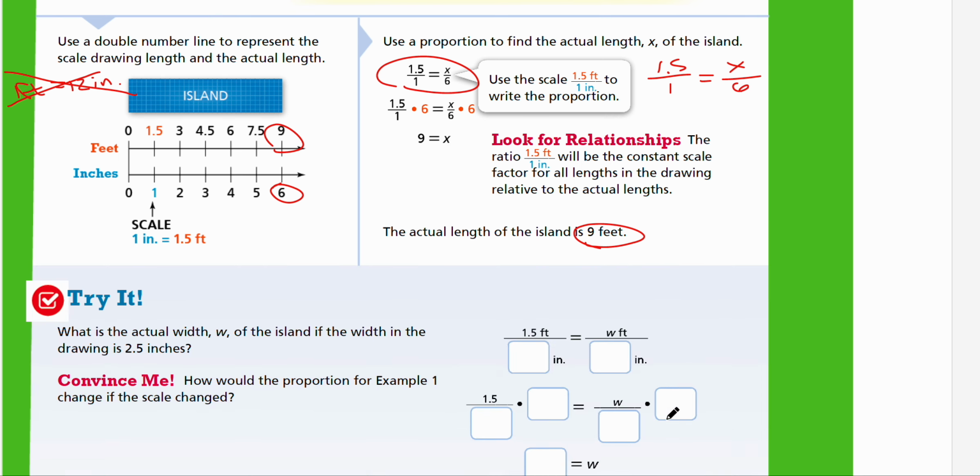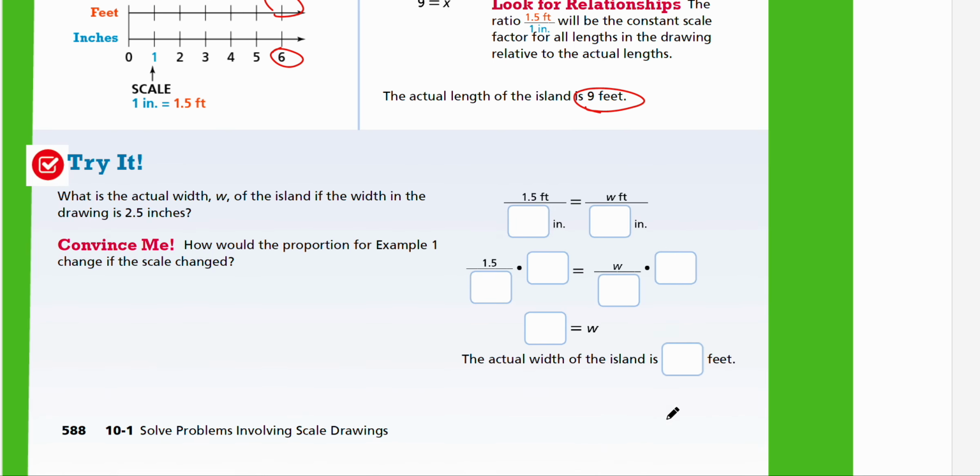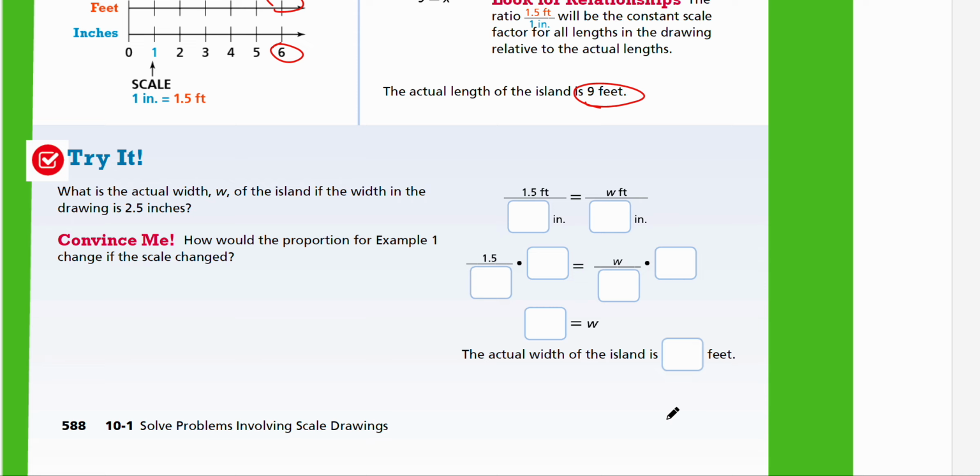So let's look at try it. What is the actual width, W, of the island if the width in the drawing is 2.5 inches, right? So there are steps here with the blanks. You can fill in the blanks and see if you can solve this step by step. Pause the video, come back when you're ready for answers.